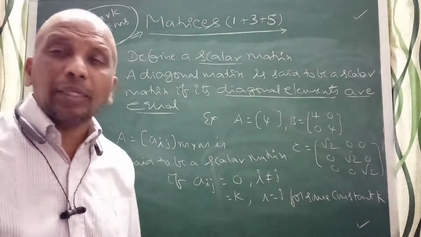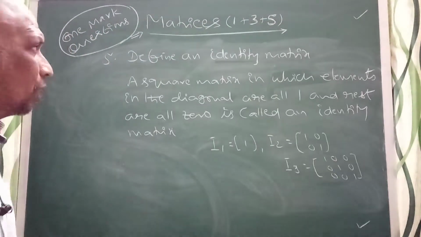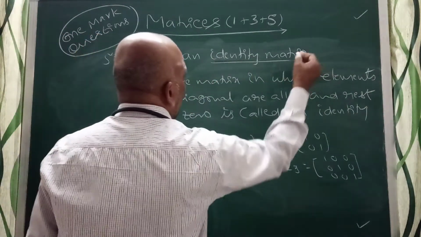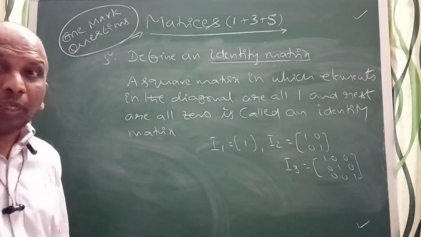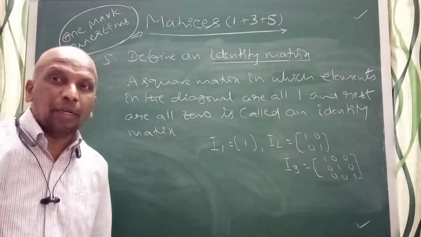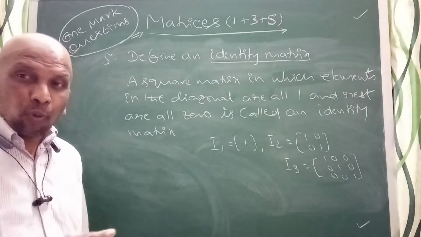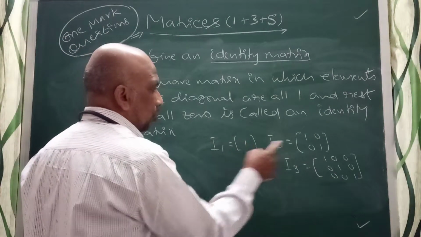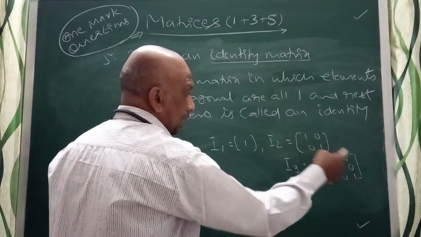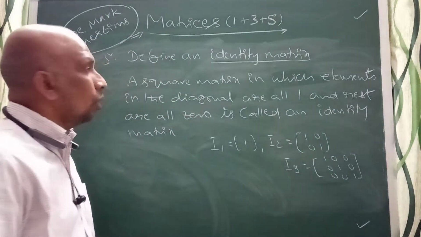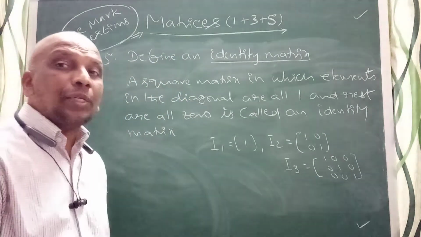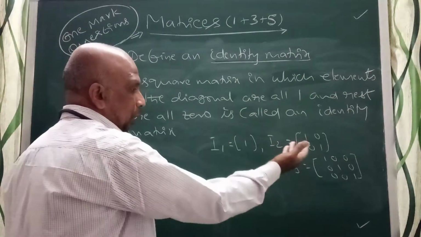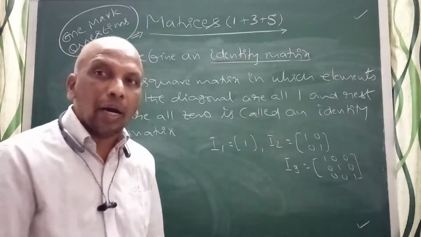Now I will define the identity matrix. An identity matrix is a square matrix in which all the elements in the diagonal are 1 and the rest are all 0. You can see that the diagonal should be 1, 1, 1, and the rest are all 0. That is called an identity matrix. It is denoted by I. If it is of order 1, I1, order 2, I2, order 3, I3, and order n, In.